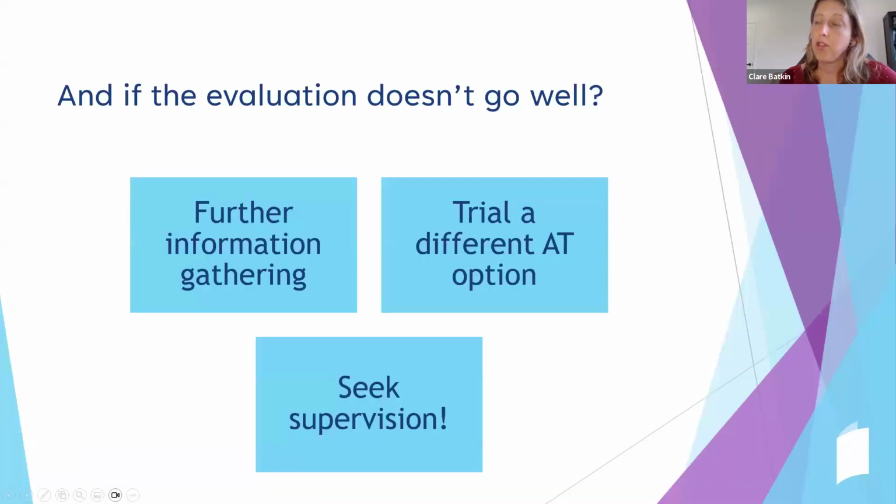Now, if it doesn't work though, you go there, do the evaluation, and it's buried under a pile of clothes in her laundry because it turns out she didn't like the transfer bench. What do you actually do? You need to do some further information gathering about what the issue was, why it didn't work, why she doesn't like it, all those sorts of things. You might need to trial some different options for equipment.